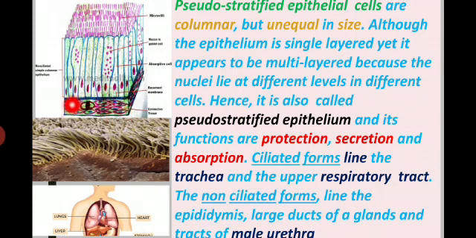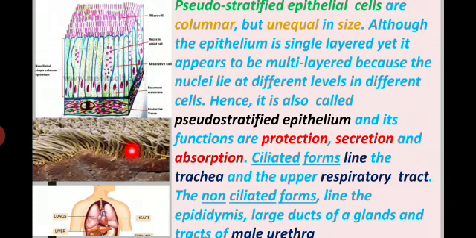So the nuclei, you have to see, lie at different levels in different cells. Different levels in different cells are present. This is termed pseudostratified epithelium. Their function is protection, secretion and absorption. Okay? Ciliated forms line the trachea. This is the cilia. So the ciliated forms line the trachea.